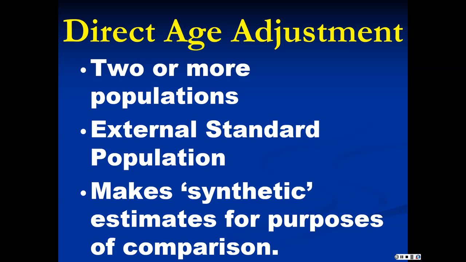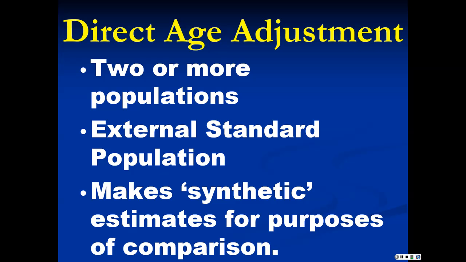So we need to do what's called age adjustment, which in very simple terms is to make a weighted average of the age-specific rates. So there are two methods of age adjustment. There's direct age adjustment, and as you might surmise, there's also an indirect method for age adjustment. They're used in different scenarios.